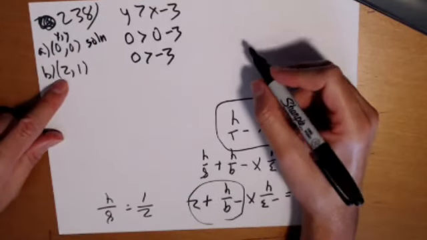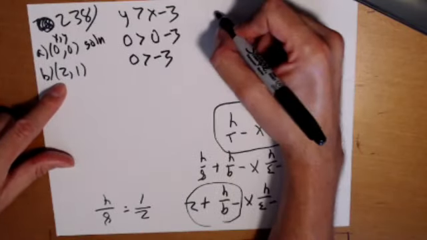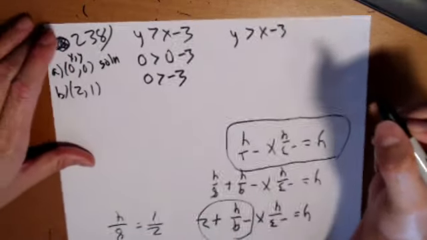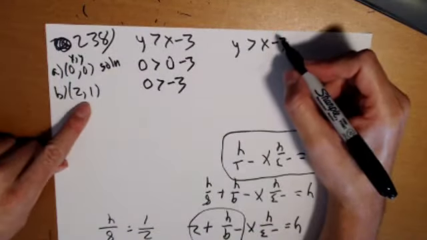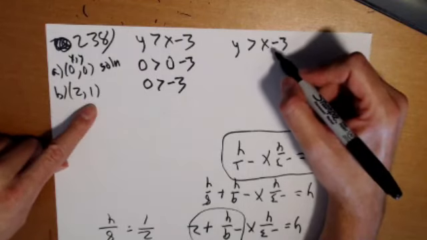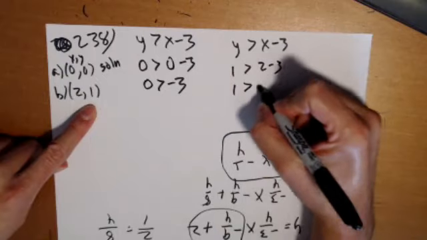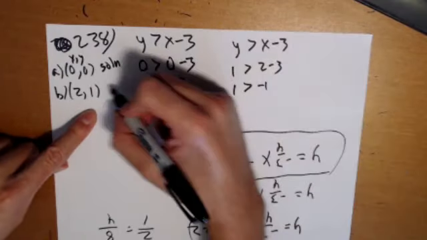Okay, let's try the next one, 2 comma 1. So y greater than x minus 3, and let me plug in 2 and 1. So the y is 1. 2 minus 3 is negative 1, so 1 greater than negative 1. Yes. Okay, so that's a solution.